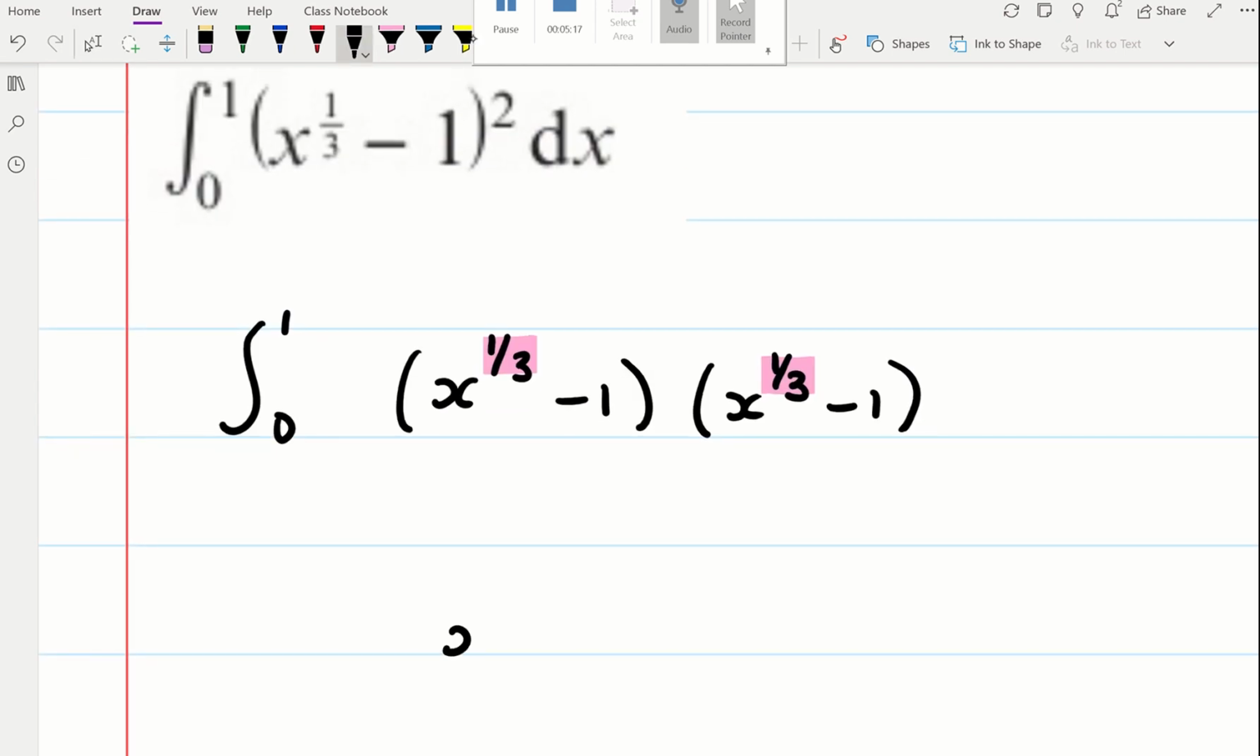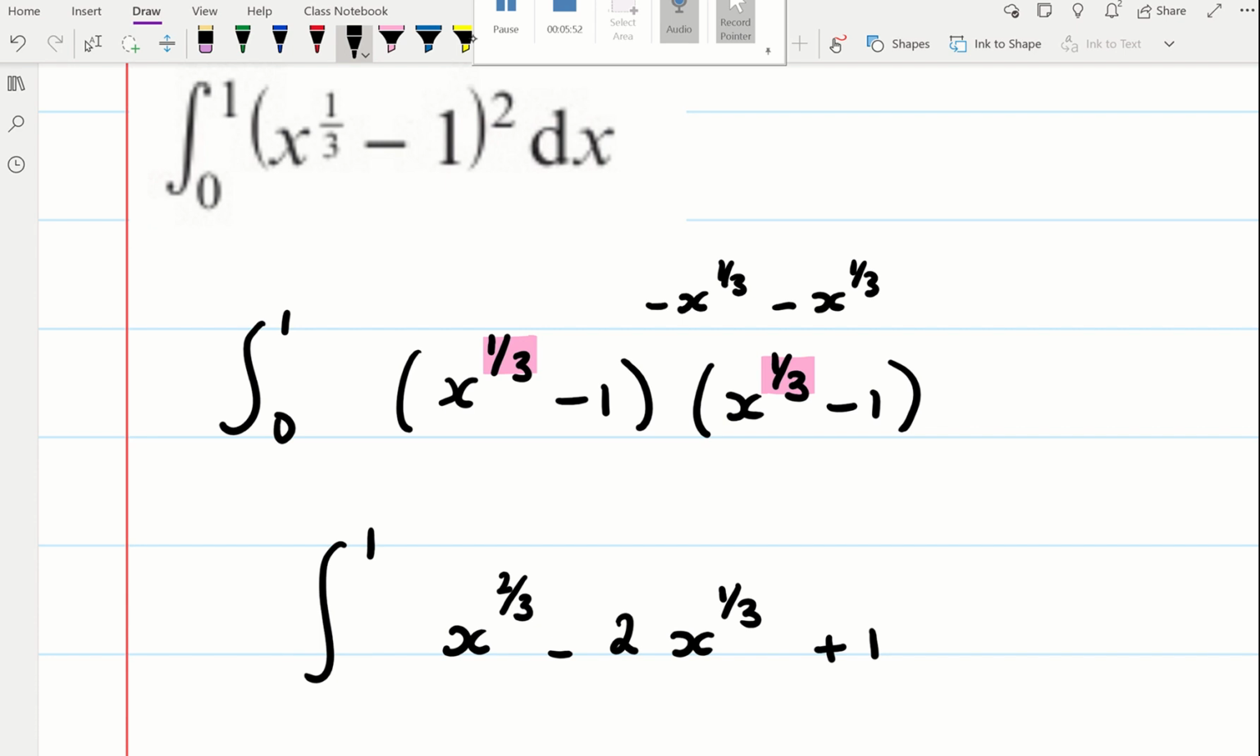So it's going to be x to the power of 2/3, and of course this is a 1. I haven't started to integrate yet, actually. Let's just focus on what we're doing. So x to the power of 2/3, and then minus x to the power of a third, so minus 2x to the power of a third, and then plus 1. Now I need to integrate.